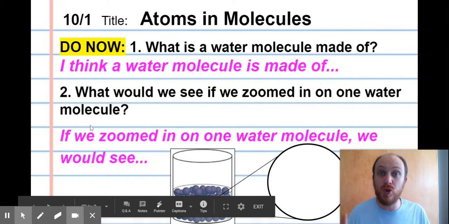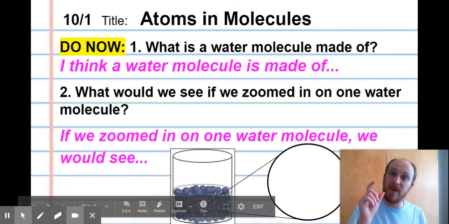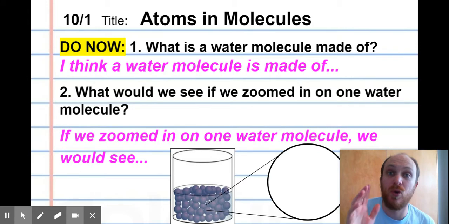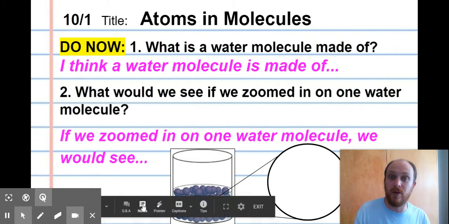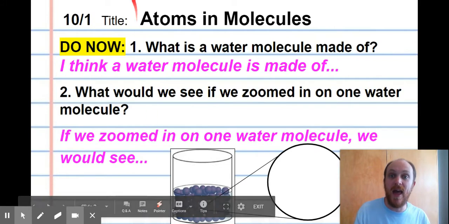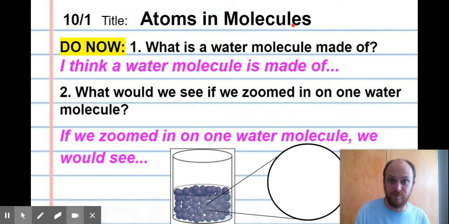Today we're starting our new unit. This is going to be a short mini unit kind of launching us into chemical reactions. So today is October 1st. Our title today is Atoms in Molecules.